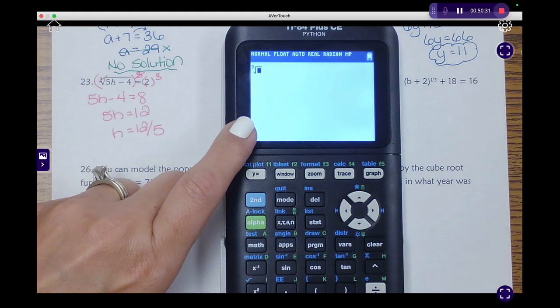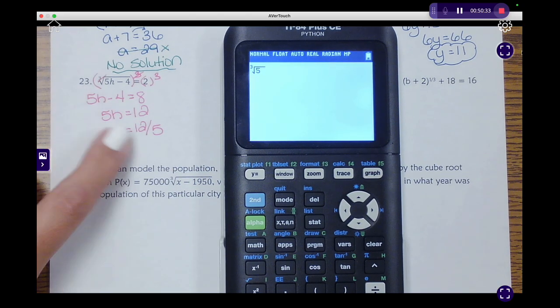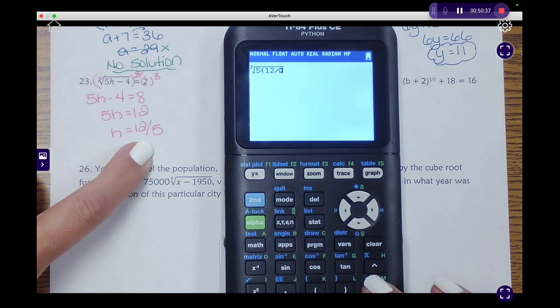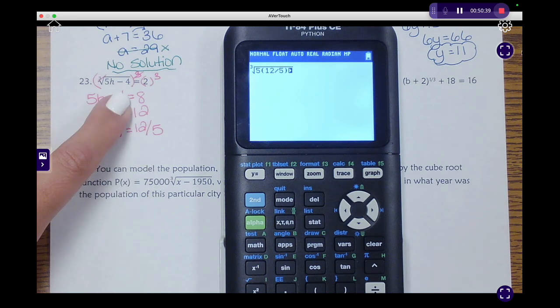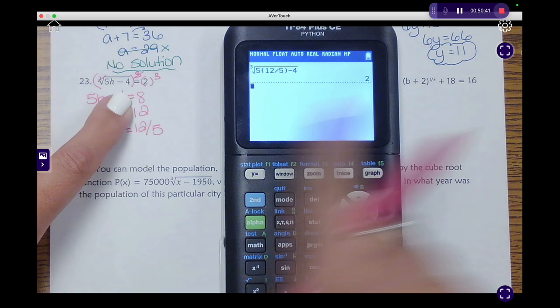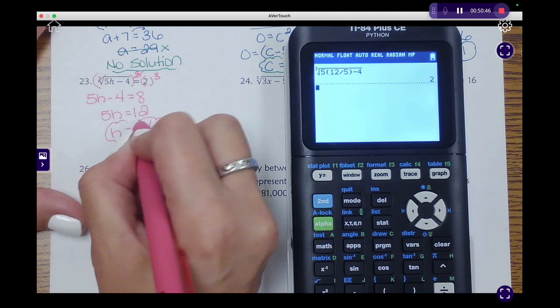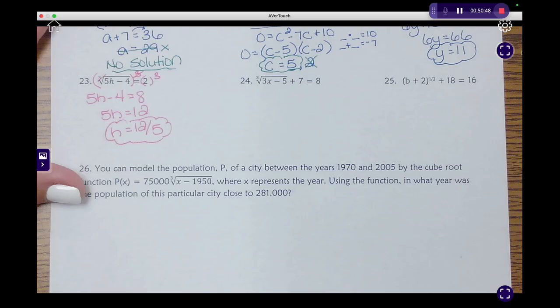So I would go down there and get the cubed root. So I have 5 times, I'm actually going to put this in parentheses because remember it's a fraction, and then minus 4. And that actually gives me 2, so that works. So that would be my solution. So even though it's a cubed root, you still have to plug it in to make sure it works as well.